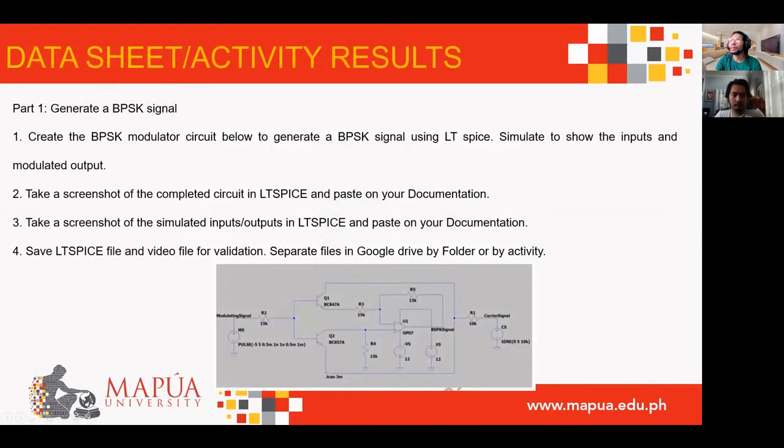In this project, the required procedure for part 1 is to generate a BPSK signal by creating the BPSK modulator circuit given in the manual, which you can see in the figure below. Then we use LTSpice as the simulation tool for the BPSK modulator, showing the inputs and the outputs of the BPSK modulator circuit, and taking screenshots of the process in LTSpice and pasting them into the documentation.